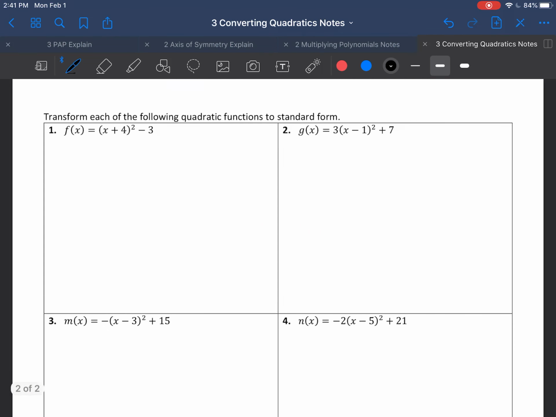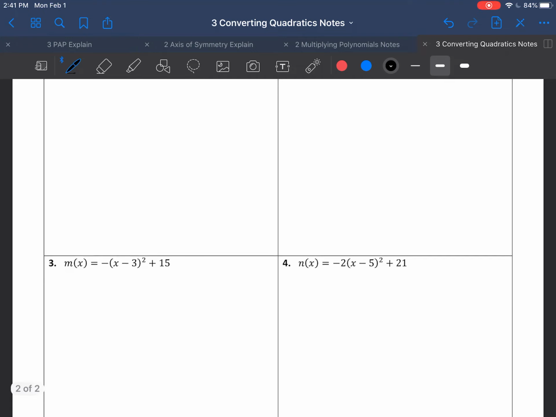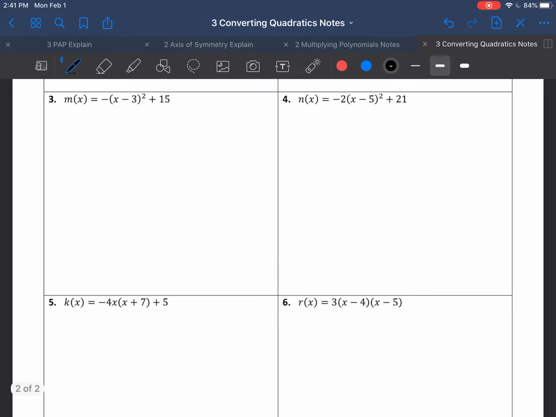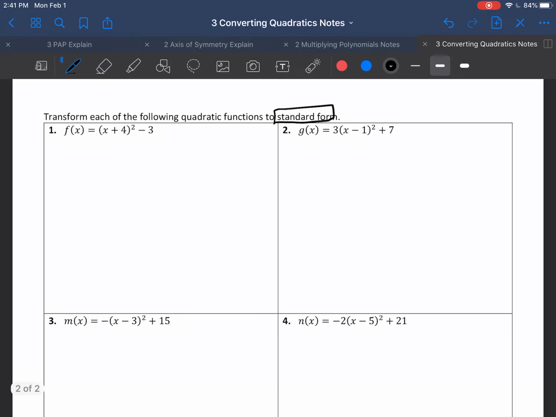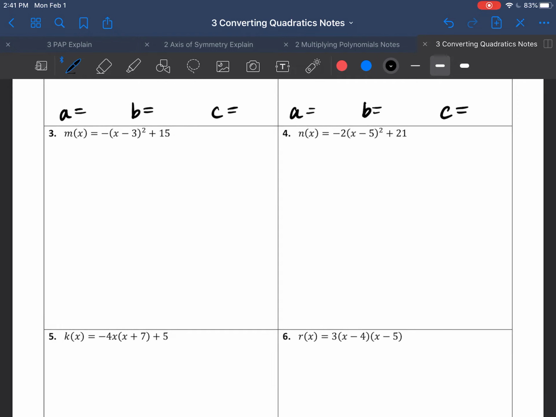Okay? And so on the back, it says transform each of the quadratic functions to standard form. Here on 1, 2, 3, 4, those are vertex form. Okay, and so standard form is ax squared plus bx plus c. So what I want you to do is multiply each of these out and tell me what A, B, and C are, just so we can practice for the test, because you'll have to type those in.